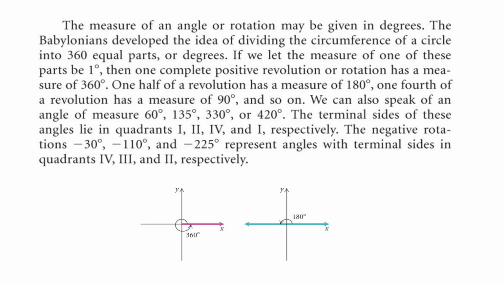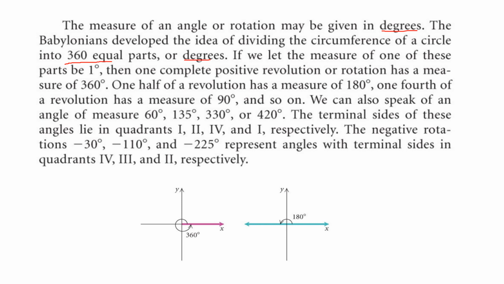And there are two measures for measuring an angle. The first measure we call degree and another one we call radian. First we talk about the degree measurement. The Babylonians developed the idea of dividing the circumference of a circle. So the total circle is divided into 360 equal parts, and each we call a degree. So that one small part we consider as 1 degree.